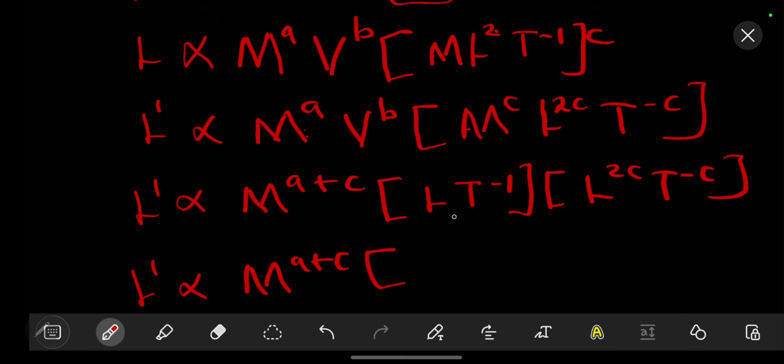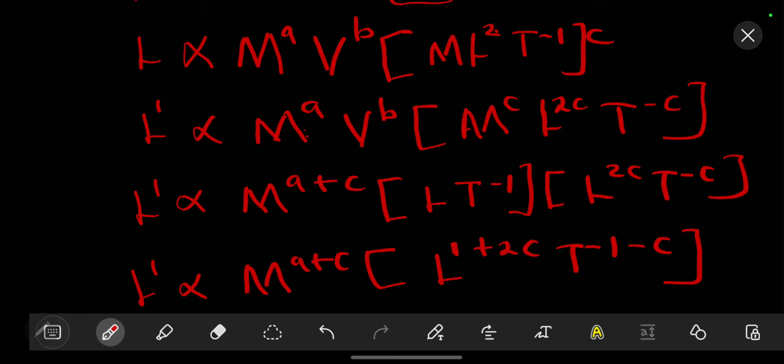Then we have our L can add up, so we have L to the power 1. This is the same as to the power 1. Then L to the power 2c can add, so we have plus 2c. Then we have our t to the power -1 can add up to give us -c like that.